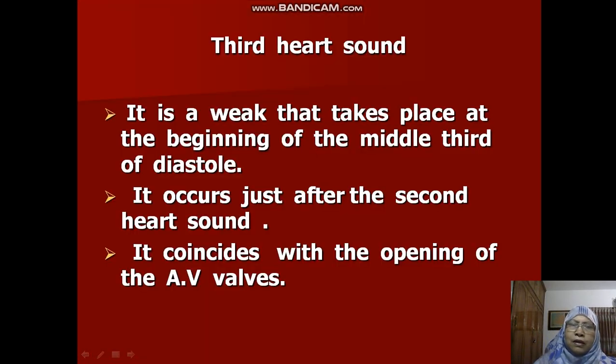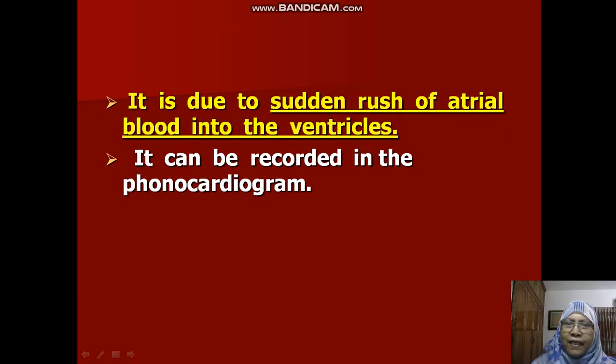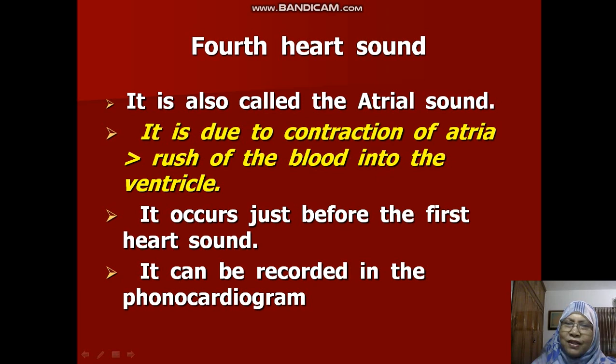Third heart sound is weak. Third and fourth heart sounds are actually weak and they take place due to rush of blood. The third heart sound is produced in the middle third of diastole when the AV valve opens, at the first rapid filling phase, when filling of the ventricle occurs. In the first rapid filling phase there is much blood, and a sudden rush of blood occurs in the ventricle, producing this third heart sound. That is, it is due to a sudden rush of atrial blood into the ventricle, and it can be recorded in the phonocardiogram.